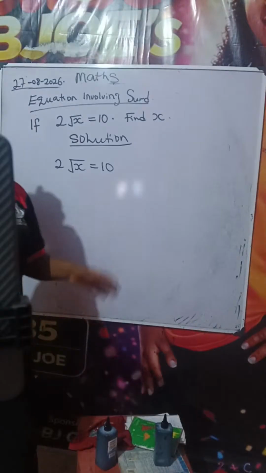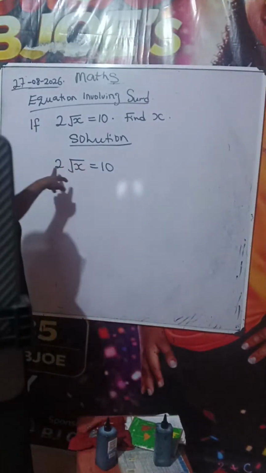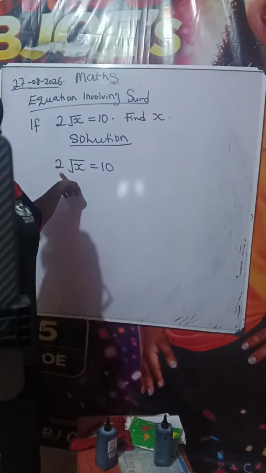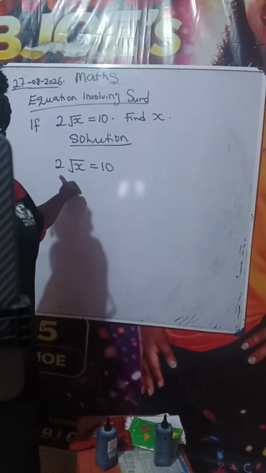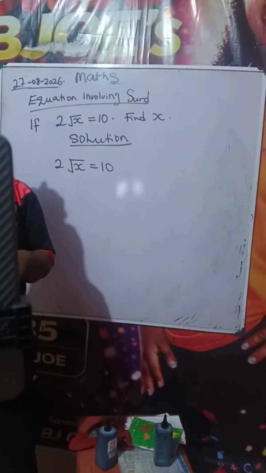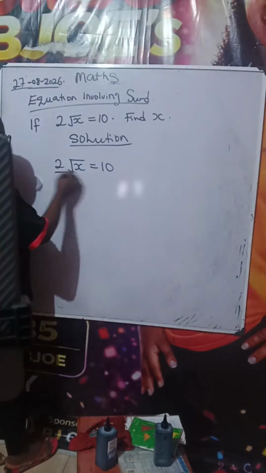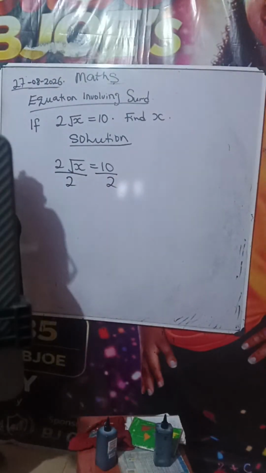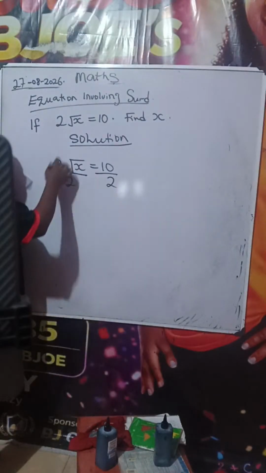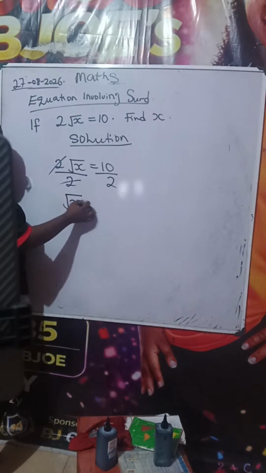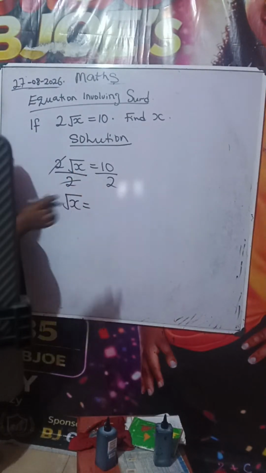Now, the first thing to do is we are going to remove this 2 here. Remove the root first? No, first is to remove this 2. And how do we remove it? We are going to divide. So I'll divide here by 2, and I'll divide here by 2. Did you understand it? Then these 2 remove. So I have root x equals 10 divided by 2.